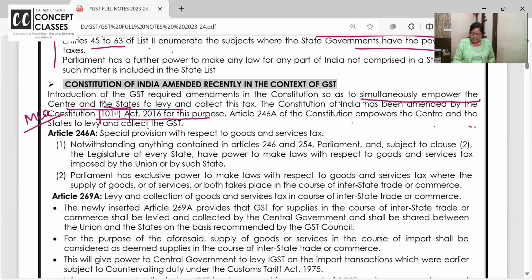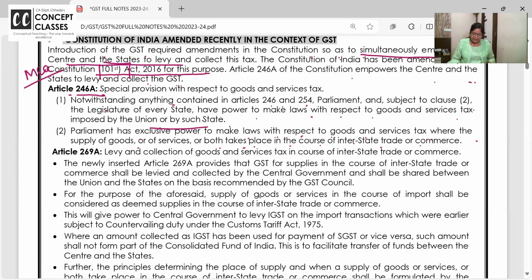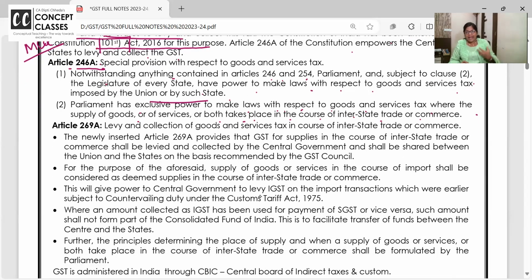So, nothing contained in 246, Parliament, subject to clause 2, has the power to make laws with respect to goods and service tax imposed by union or state government. So, just to levy that, they have started this Article 246. Parliament has exclusive power to make rules with respect to goods and service tax on supply of goods or services or both, which take place in course of interstate. Okay. And then how to collect that tax?